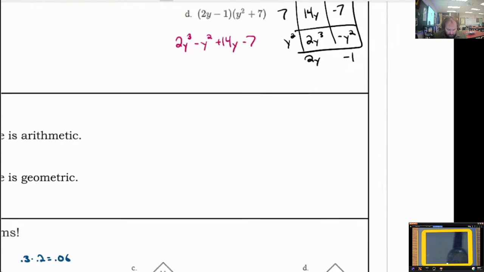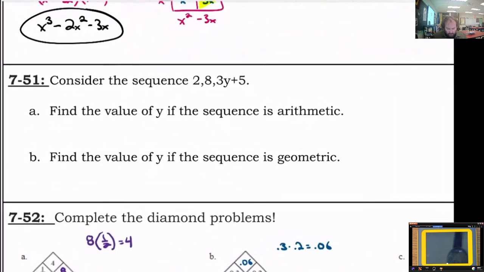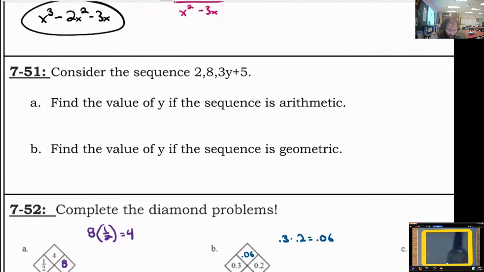Okay, let's talk about some more stuff. Consider the sequence 2, 8, 3y plus 5. Consider the value of y if the sequence is arithmetic. If the sequence is arithmetic, then we got to think about our pattern. How do you get from 2 to 8? By adding, and the answer is by adding 6. And that way the next number should be 8 plus 6, which is 14. So in this case, the problem is 3y plus 5 has to be 14.